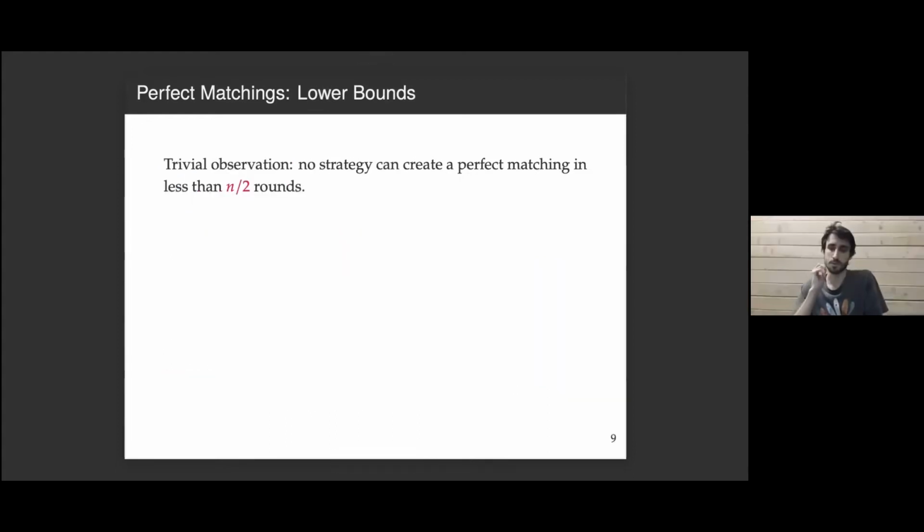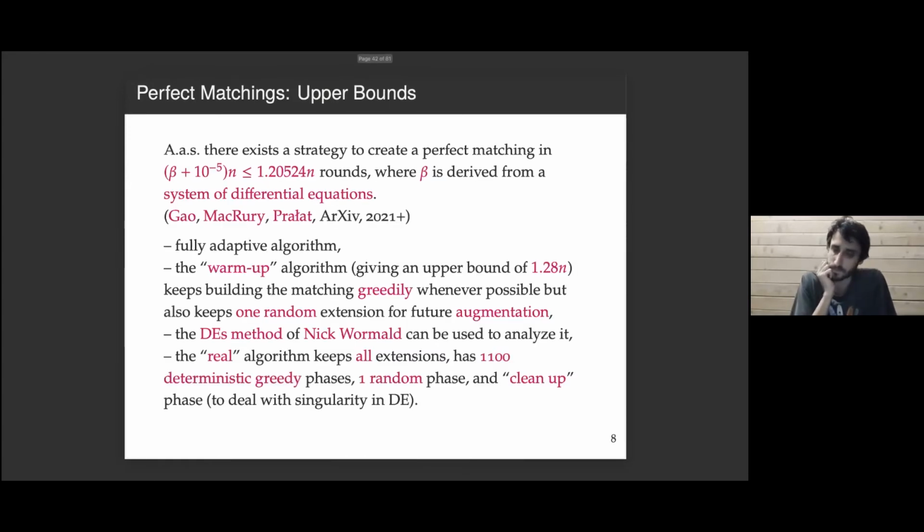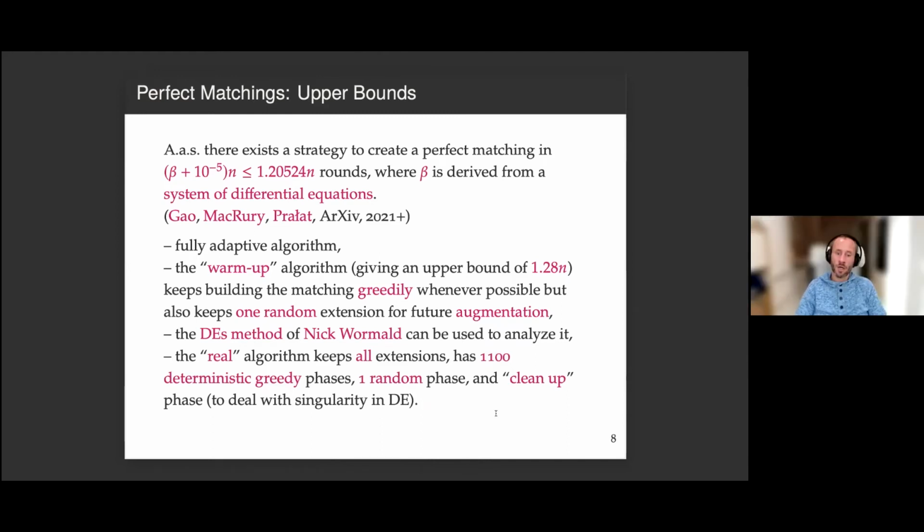Pavel, just a short question. Does this beta come only from this random phase? No, I think it's all together. So this is the main ingredient, right? I don't remember exactly, but I think after those 1100 deterministic phases, there were like, say, 10 to the minus 3 vertices not saturated yet.